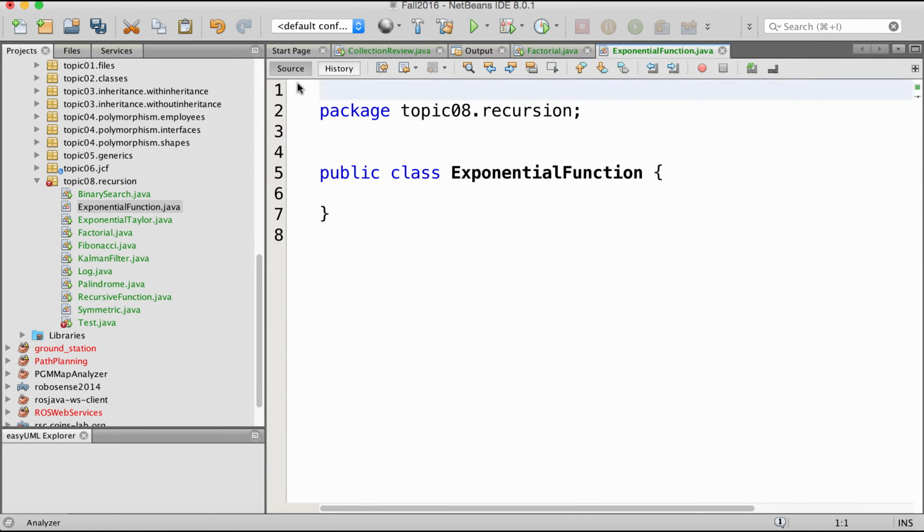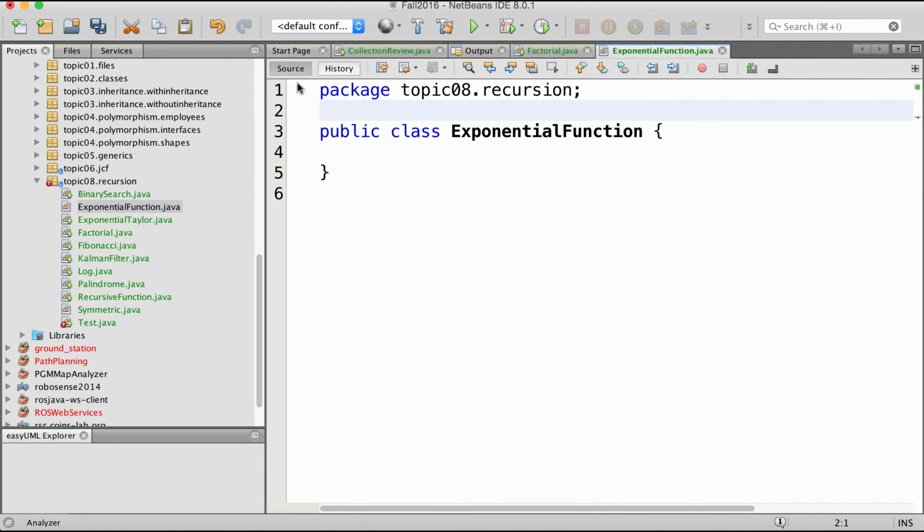So if I tell you, for example, determine the value of e^0, what is the value of e^0? It's 1. e^1 is 2.7 something. Okay, e^3, e^4. Now, we're going to write a program that is going to evaluate an approximate value of e^x using recursion.